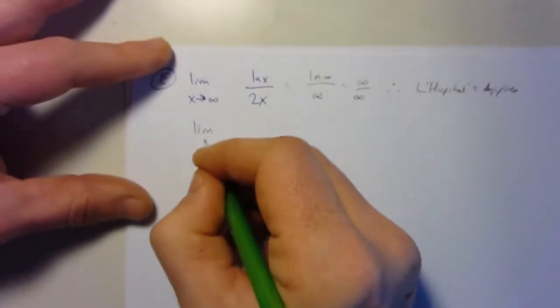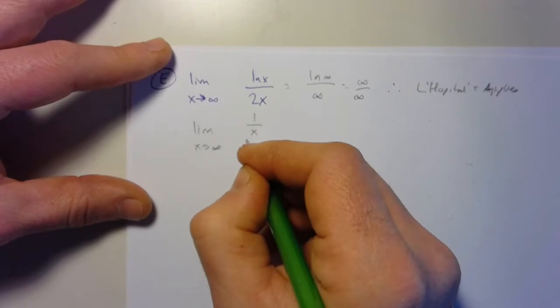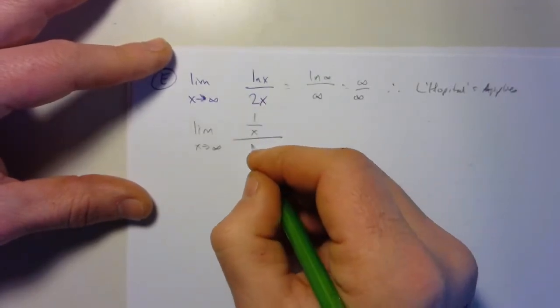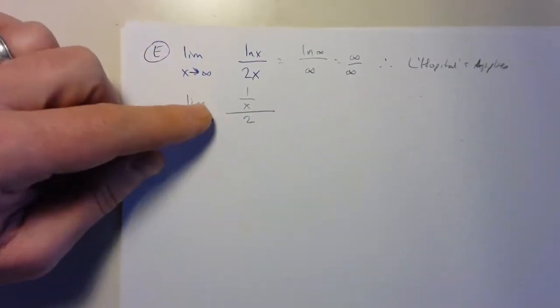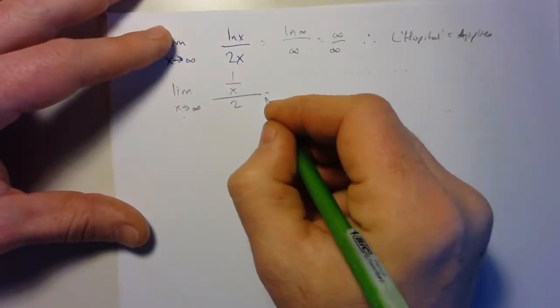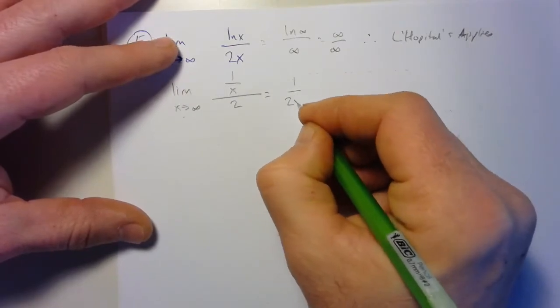So I take the derivative of the top and the bottom. Derivative of ln of x is 1 over x. Derivative of 2x is 2. Before you go in and evaluate this limit, simplify this. This is the same as 1 over 2x, right?